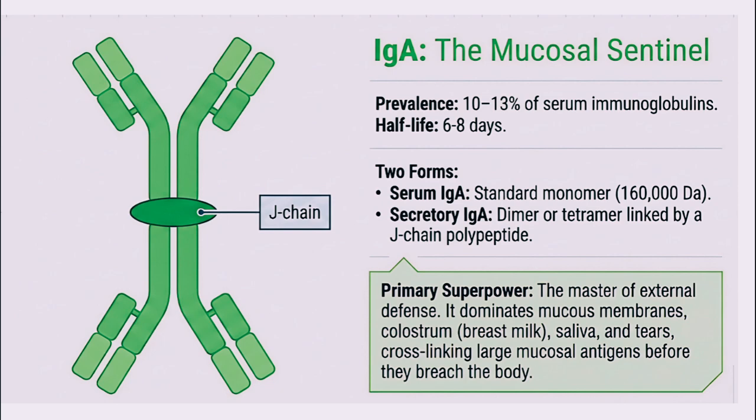It's the first line of external defense. It will trap pathogens in the gut or the respiratory tract before they can enter the bloodstream. So this is all about IgA, and apart from that, you have to remember that IgA is a dimer which will have 4 antigen binding sites.